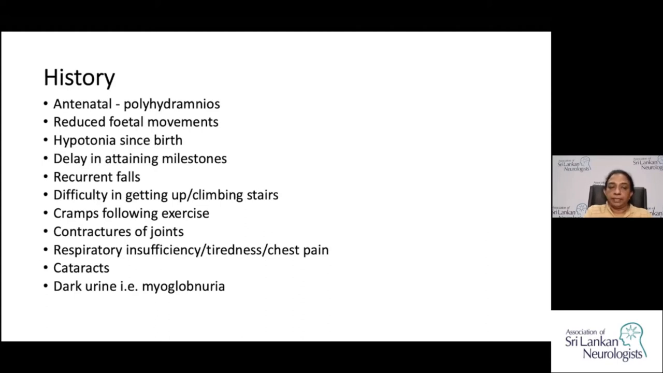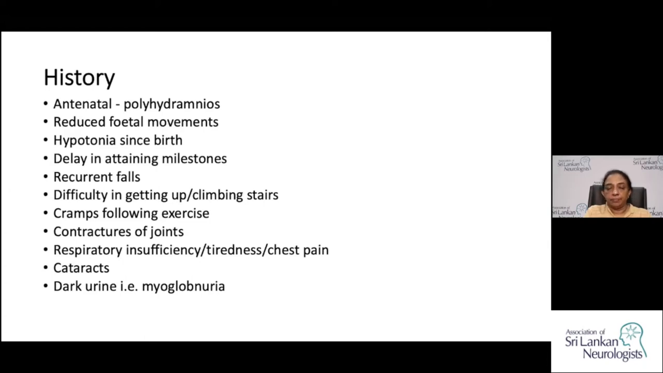And then later as recurrent falls, then some of these patients, especially with the metabolic myopathies and the mitochondrial myopathies, they may present with cramps following exercise. And some children or people may have contractures of joints. Also, the other systems that are affected are the respiratory system. With respiratory insufficiency, they may complain of tiredness or chest pain. And as in myotonic dystrophy, they may have cataracts.